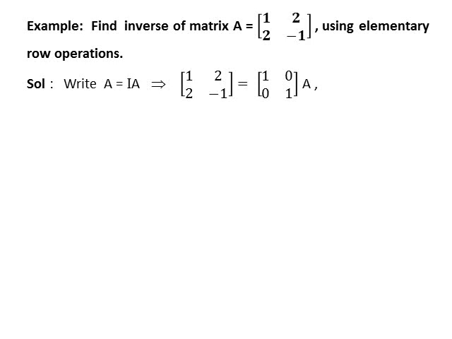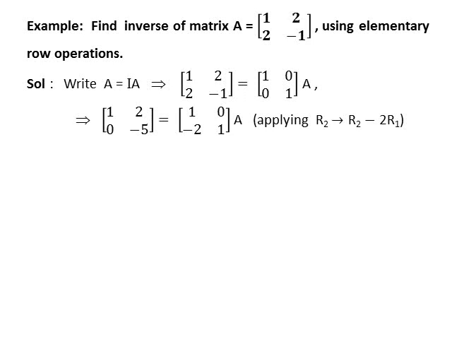Focus on elements of left hand side matrix A. First element A11 of matrix is already 1. So now observe the element A21 lying in the second row and first column, that is 2. We need to convert it as 0. So apply R2 approaches to R2 minus 2R1. That means multiply the elements of first row by 2 and subtract it from corresponding elements of second row. We get new elements of second row as 0 and minus 5.